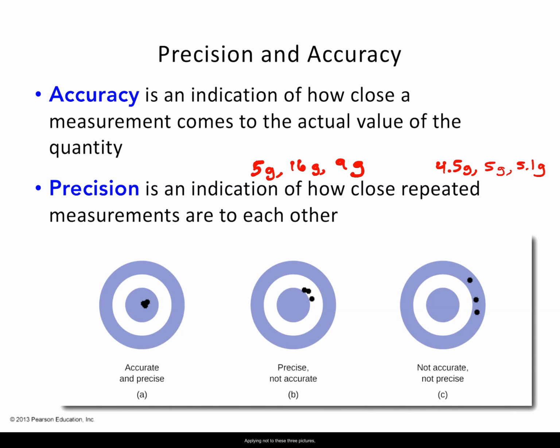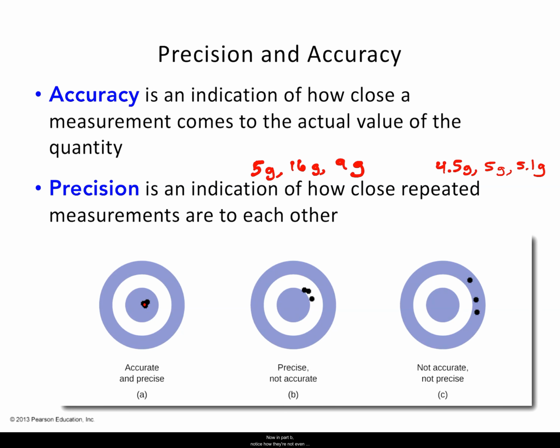Now, applying that to these 3 pictures. In the first one, notice how you are accurate and precise. That's what it tells you that you are. Well, what does that exactly mean? Well, all 3 little dots are in the middle. So that means they reach the point they want, right? They're accurate in the fact that that's the end goal, and they're reaching the end goal. They're close to the actual value. And they're all close to one another, so they're both accurate and precise.